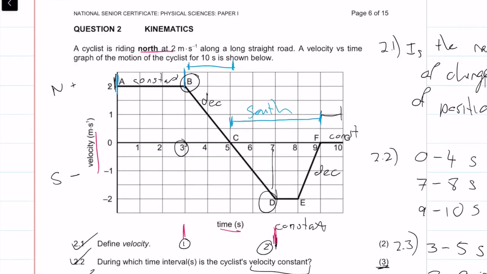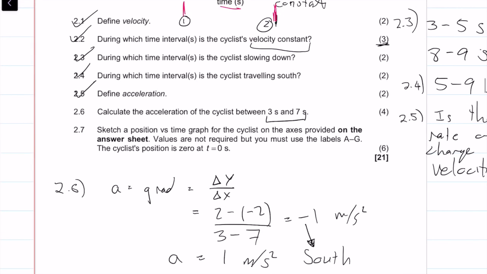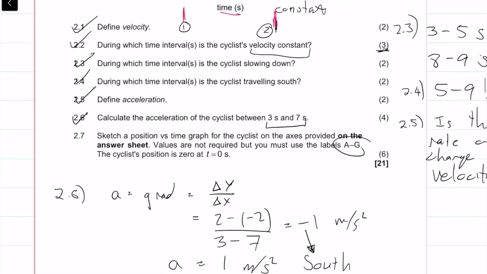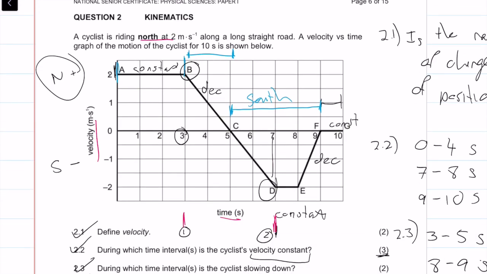That's given by the negative slope, as well as the fact that we chose upwards as being positive, or it was given to us actually. Okay, cool stuff. And then the last question, 2.7, says sketch a position time graph on a set of axes. Values are not required, but you must give the labels A to G. The cyclist position is 0 at t equals 0.